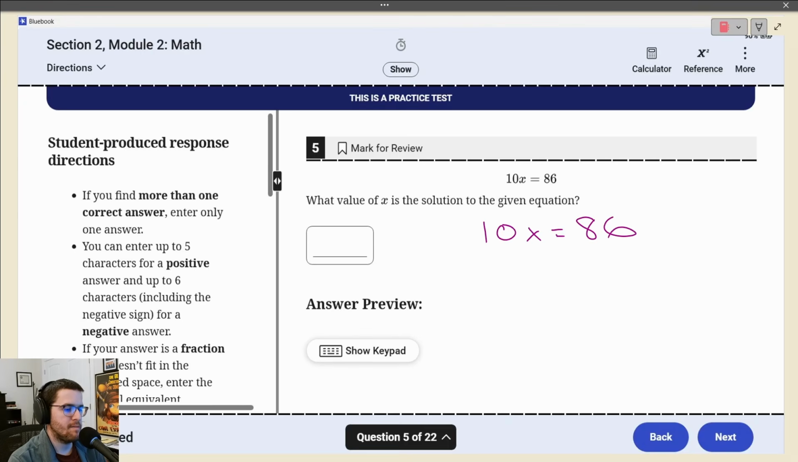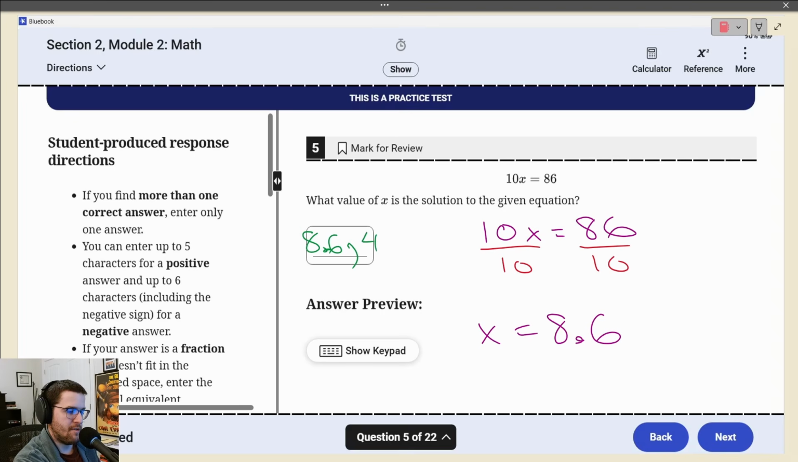Okay, question 5. So we have 10x equals 86. The 10 is being multiplied to the x. The opposite of multiplication is division, so we'll divide both sides by 10. And we get x equals 8.6. You can also put its fraction equivalent, which is, I believe, 43 over 5.